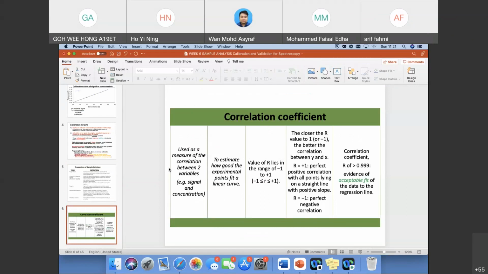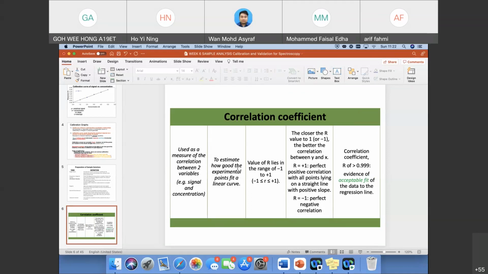now we are going to look at how we define whether your straight line is straight, or your calibration curve is good. It depends on the correlation coefficient. Correlation coefficient is used as a measure of correlation between two variables. In this case, we are measuring between signal and concentration. Correlation coefficient estimates how well the experimental points fit a linear curve.